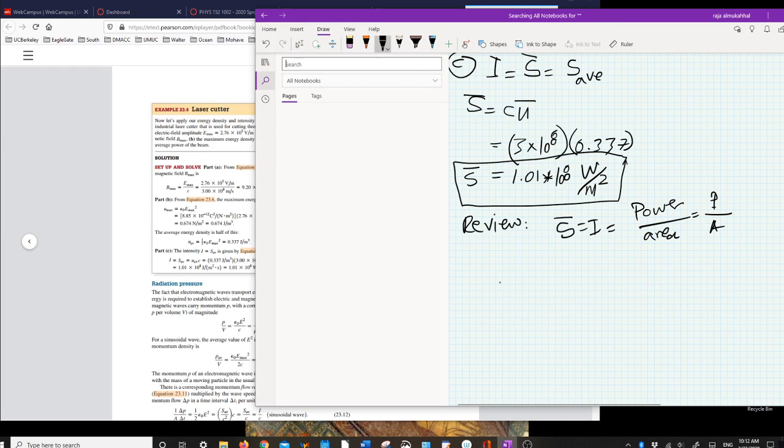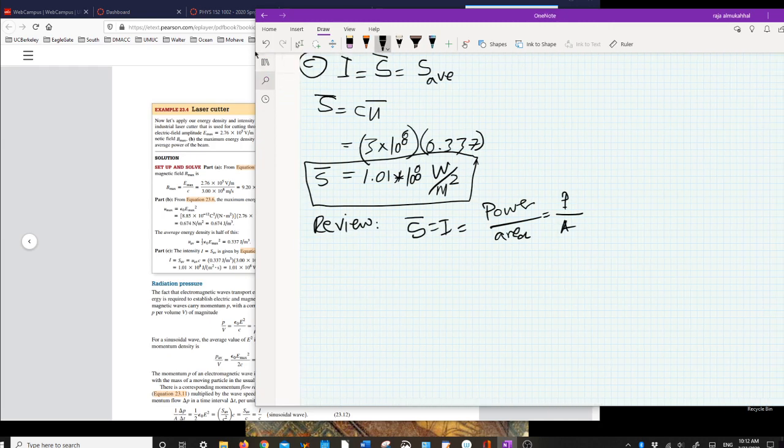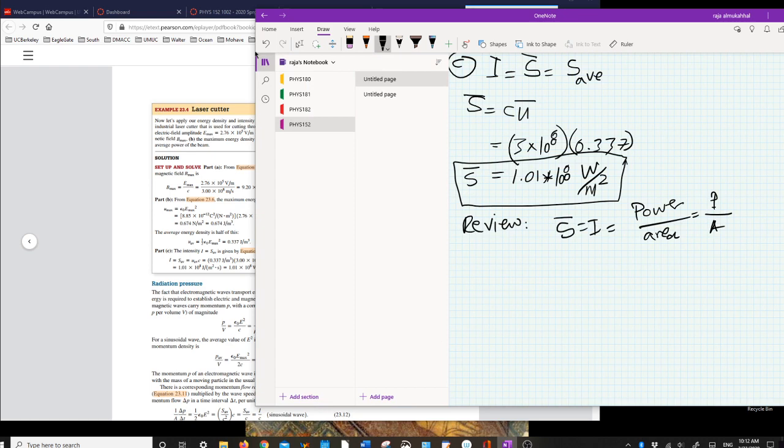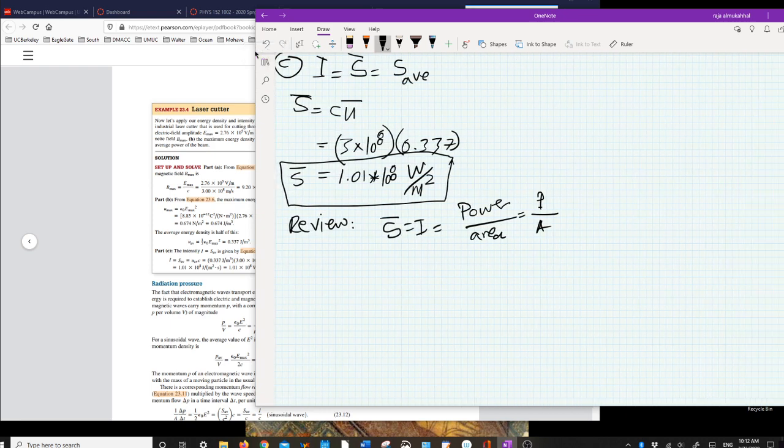Oops, where am I? Oh, I can make the whole thing a one page. How did I do that? How did that happen? Oh, I clicked that. Oh, I got a big page here. That's cool. I didn't know that. Okay, so then we have radiation pressure.